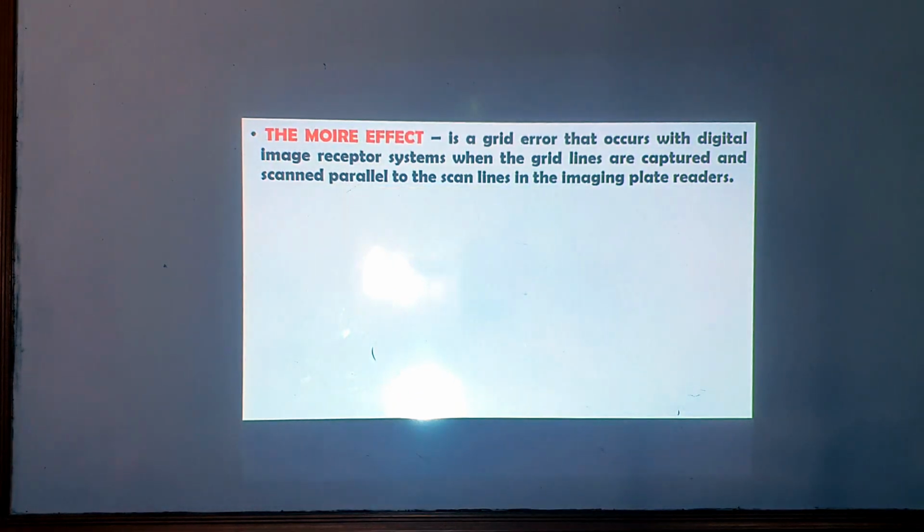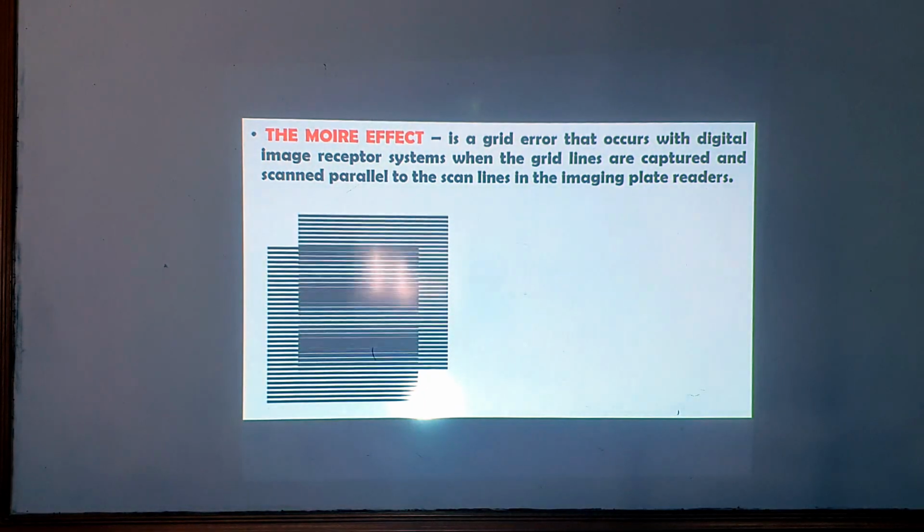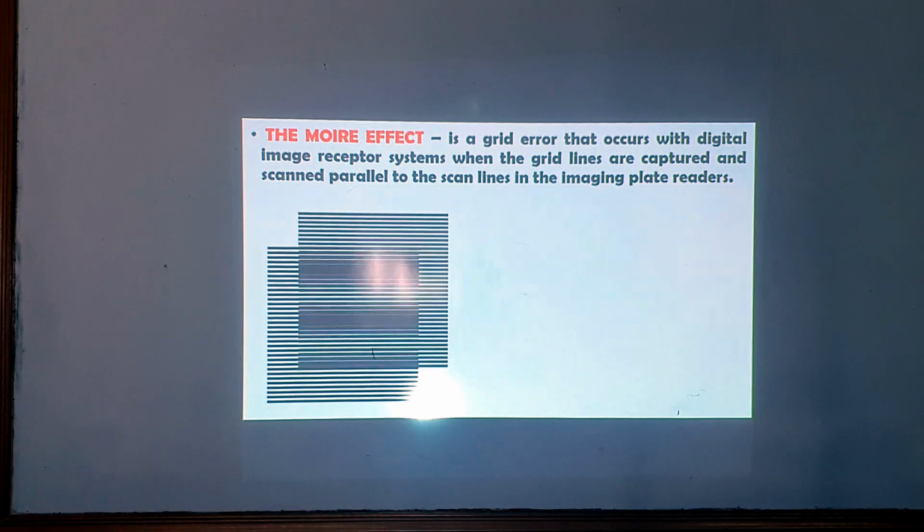And then you have your Moiré effect. This is a grid error that occurs with digital image receptor systems when the grid lines are captured and scanned parallel to the scan lines in the imaging plate reader. So this is an example of your Moiré effect.